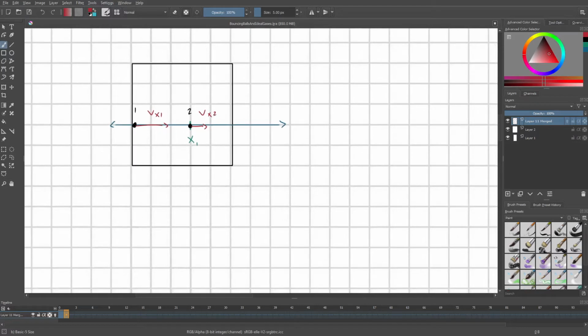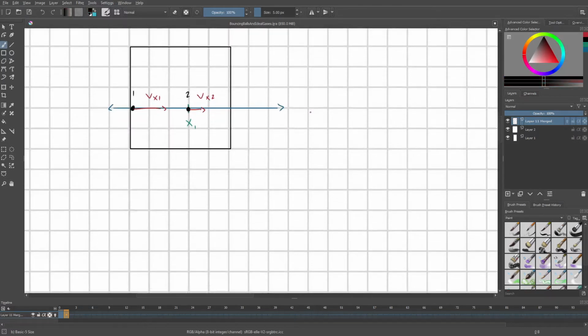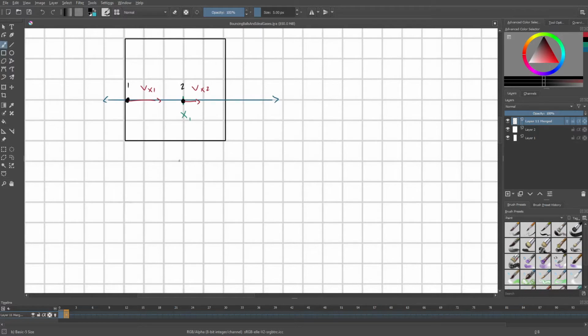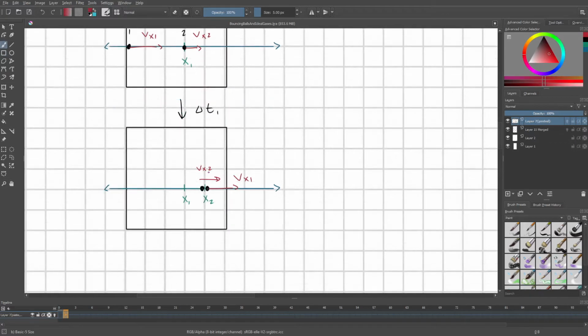All right, so what's going to happen? If we just go ahead and play our simulation, these particles are going to meet up. This first particle on the left here is going to catch up to this second one here, and they're going to meet at some further position. So that's the first point that I want to illustrate, and I'm going to call this, after some change in time, delta t1. Okay, so in this picture, some time has gone by.